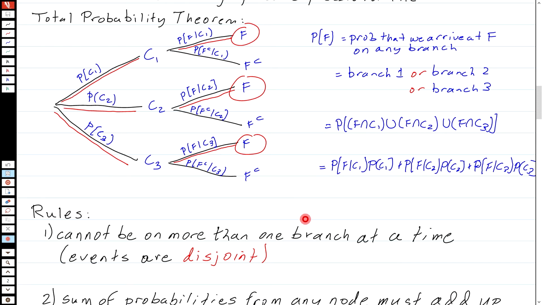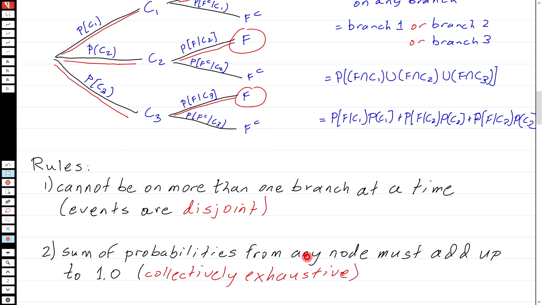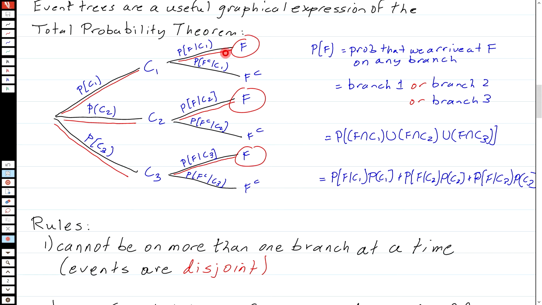Rules for the event tree: you cannot be in more than one branch at a time. If you draw an event tree, you should look at it, and if you decide that you can be on more than one branch at the same time, it's not a good event tree. You've got to redefine your events or something. And that basically corresponds to the events being disjoint. The other rule is that the sum of probabilities from any node must all add up to 1. And that means that these possibilities, the causes, are collectively exhaustive. So their probabilities have to add up to 1. And the sub-branches also have to have probabilities that add up to 1. In our particular case, we have F and F complement, so it's got to be one or the other. So the probability of that plus the probability of this must be 1.